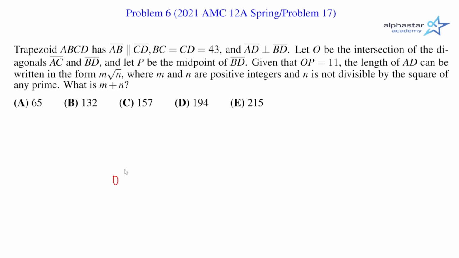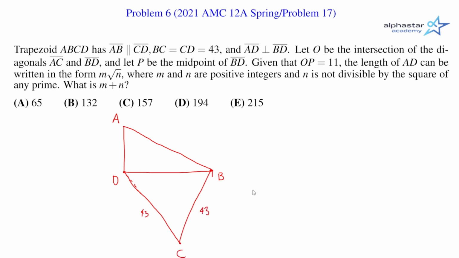Let's start with D. And we're given that we have a right triangle ABD. And we also know that BC equals CD. So we have some isosceles triangle BCD, like this. And they're both equal to 43.